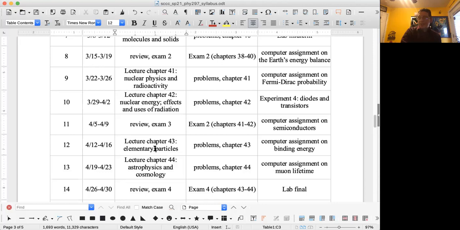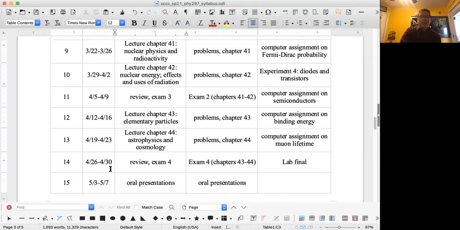The following week, chapter 43, problems, a computer assignment on binding energy. Chapter 43 is elementary particles. Chapter 44, astrophysics and cosmology. There'll be problems. There'll be a computer assignment on muon lifetime. Then the last week in April, we'll have our 4th exam. And then exam 4, chapters 43 and 44. And the lab final, the final week, there won't be a lab class.